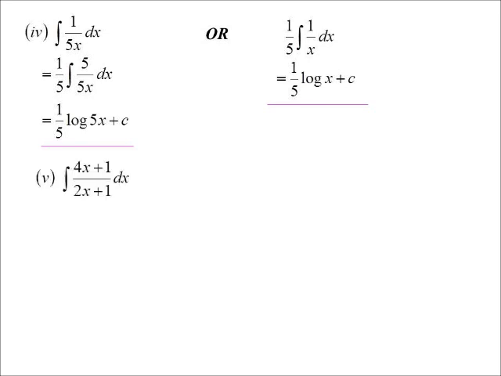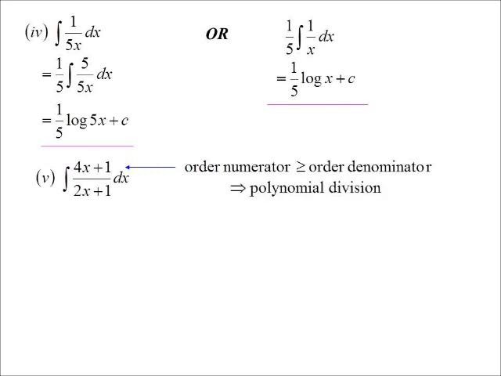4x plus 1 on 2x plus 1. I said before, we can create the derivative on top. Now, 4x is too much. I want the power to be 1 less. Whenever you see these algebraic fractions, if the order of the polynomial on the top is the same or more, so in this case it is the same, they're both of degree 1, do a polynomial division first.